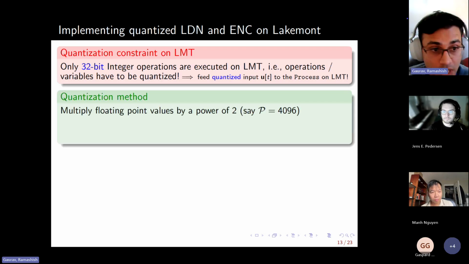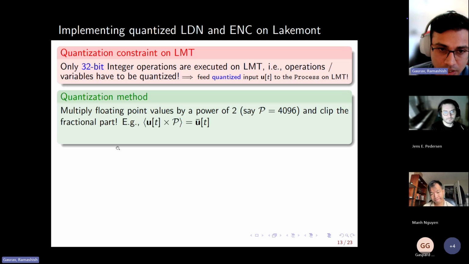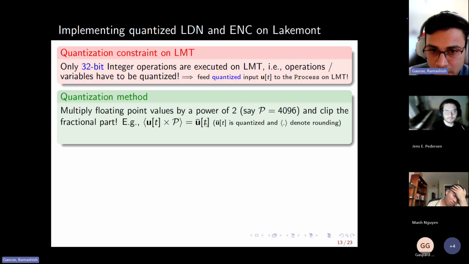Coming to the quantization method, one common way is to simply multiply the floating point values by a power of 2, say 4096, and then clip away the fractional part. So for example, this mathematical expression denotes quantization in my paper's context. You have got your input UT, you multiply that with P, a scaling factor, and then these angular brackets represent clipping away or rounding of the values to a scaled and quantized value, which is denoted by U bar T. So here U bar T is quantized, and this denotes rounding.